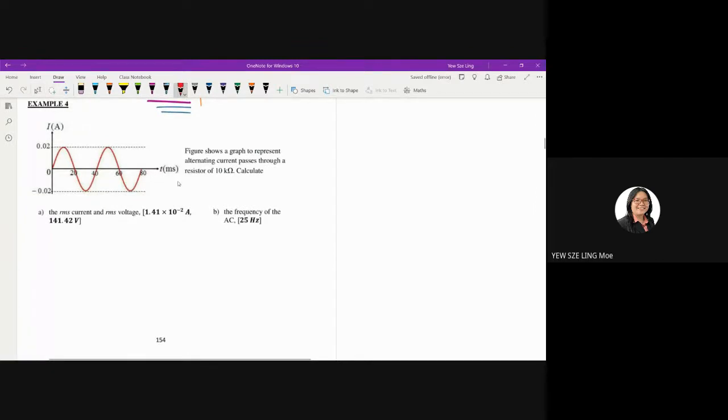Okay, example 4. Now you're given the graph. The figure shows a graph representing alternating current passing through a resistor of 10 kilo ohm. So you are given R equals 10 kilo ohm, and you are given a graph. Basically, you are just going to do a reverse process. Just now, you calculated I naught and period in order to sketch a graph. Now from the graph, the information that you can get is the maximum value and the period.